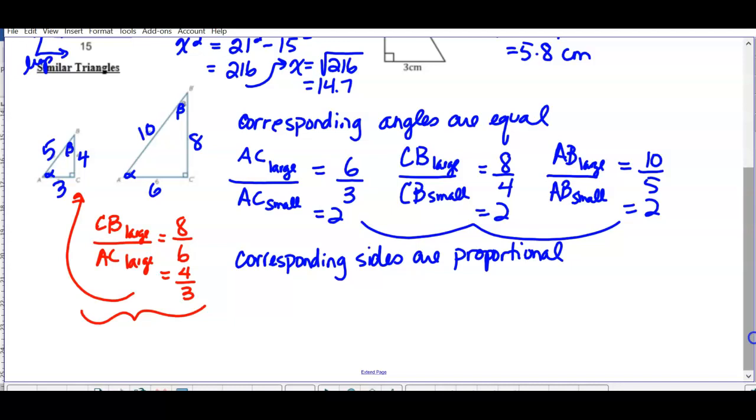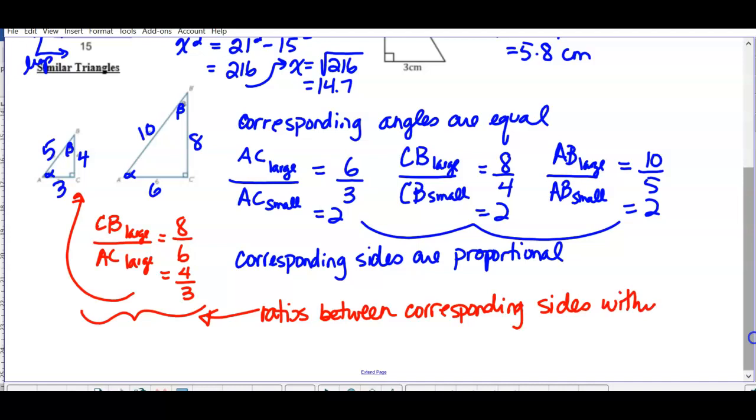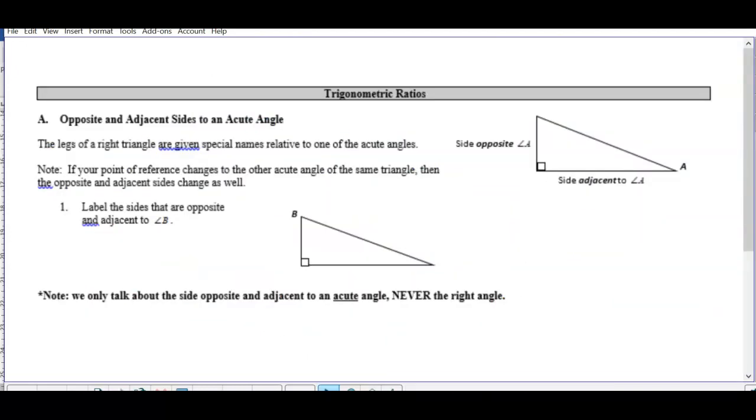So we want to say this in words too. Ratios between corresponding sides within each triangle are equal. Okay. All right. So let's look at some summaries here.